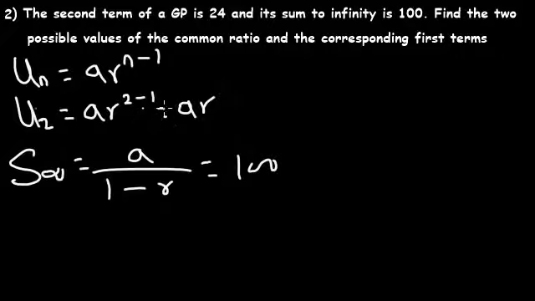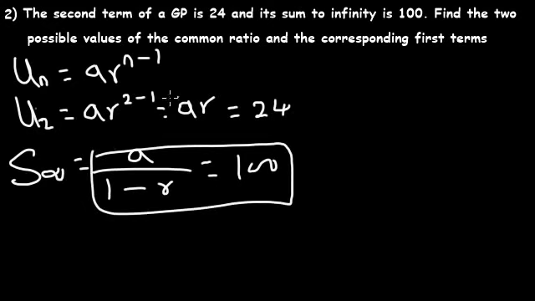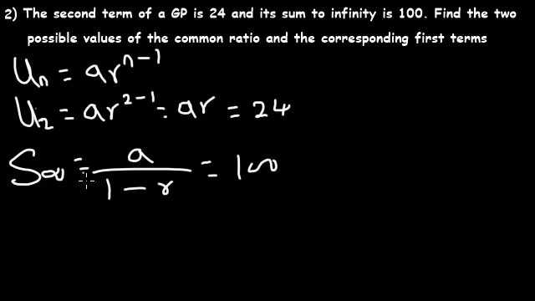So we have two equations we can use to set up a system of equations in order to get the values of a and r. This U sub 2, don't forget, is given as 24. So we have this one and this one. So let's simplify the second one first.